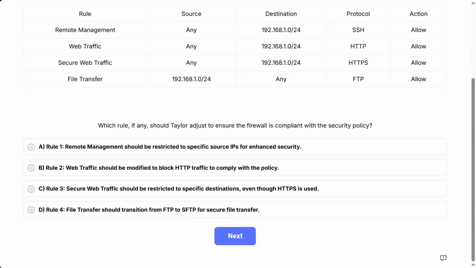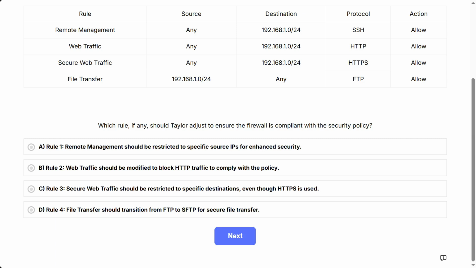Options. A. Rule 1. Remote management should be restricted to specific source IPs for enhanced security. B. Rule 2. Web traffic should be modified to block HTTP traffic to comply with the policy. C. Rule 3. Secure web traffic should be restricted to specific destinations, even though HTTPS is used. D. Rule 4. File transfer should transition from FTP to SFTP for secure file transfer.